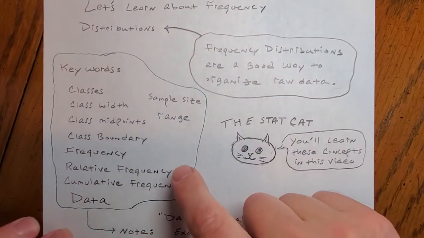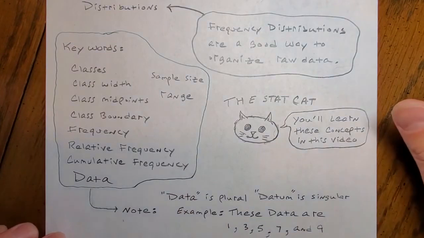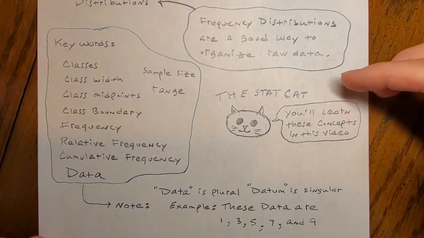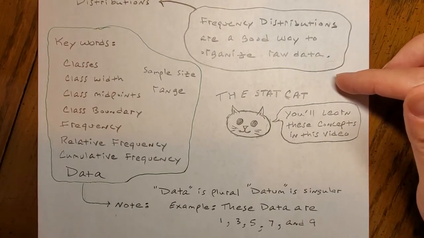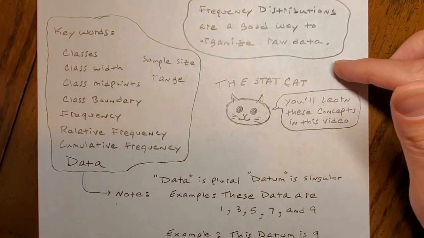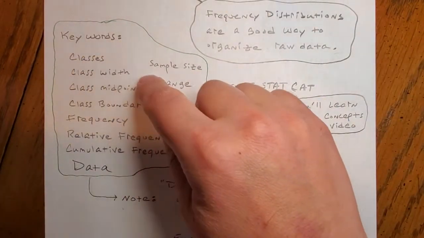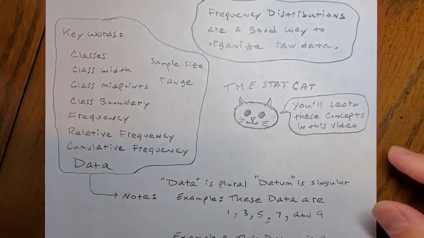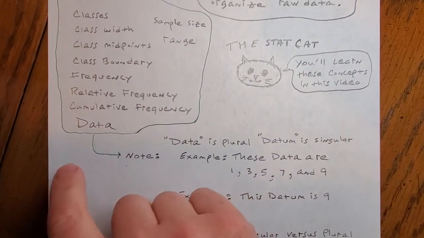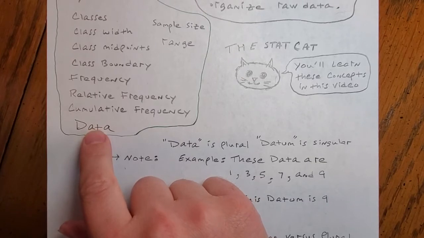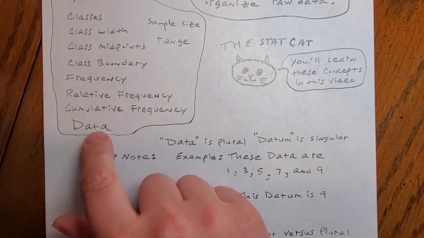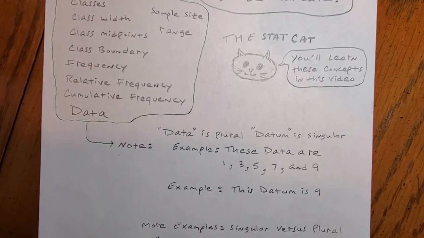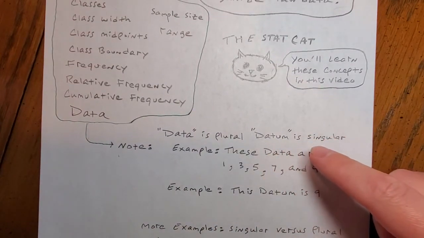Now, I have some keywords that I want us to learn through the course of this video and the next one. And our friend, the stat cat, may be here to help us out a little bit. Okay? So there's classes, class width, class midpoints. All of these things we'll talk about through the course of doing some examples. One word that is a little tricky that I feel better talking about is the word data. Okay, so first of all, data is plural. Okay, and datum is singular.